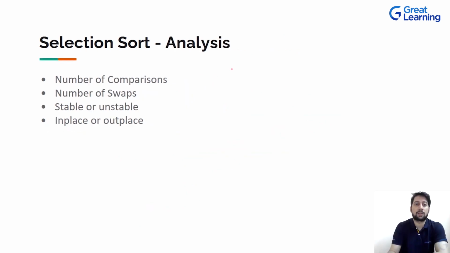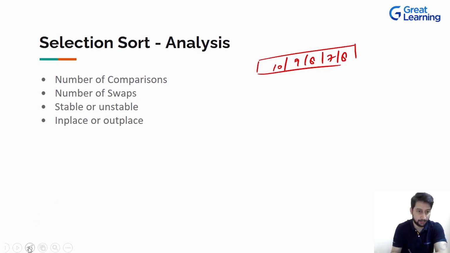Now let's talk about selection sort analysis. If you observe carefully in this array, let's take an example first: 10, 9, 8, 7, 6. Let me put a 6 here. So this is our array, right?